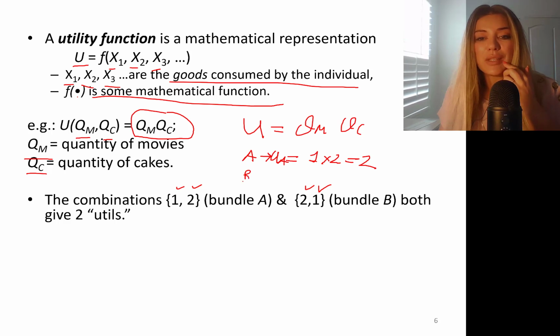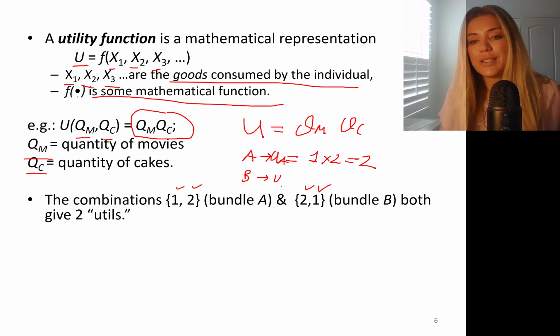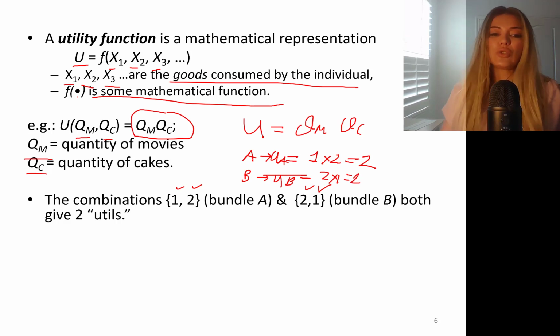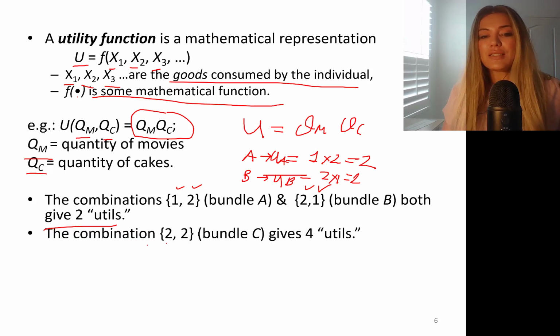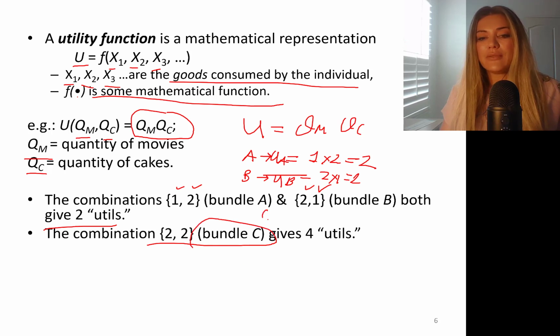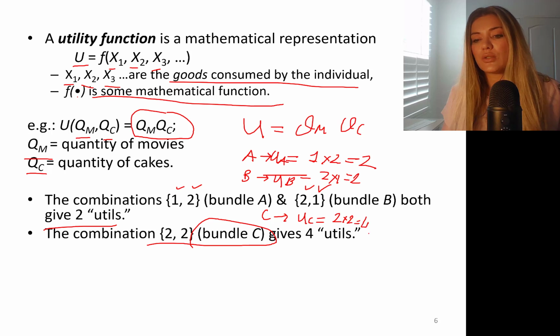If you look at bundle B, U_B, that's the utility at point B: 2 times 1, again 2. So these 2 bundles give you exactly 2 units of utility, 2 utils. I hate saying utils, but that's fine. So bundle C gives you, this is utility at point C, 2 of each, 2 movies and 2 cakes. That's 4 units, so that's 4 utils.